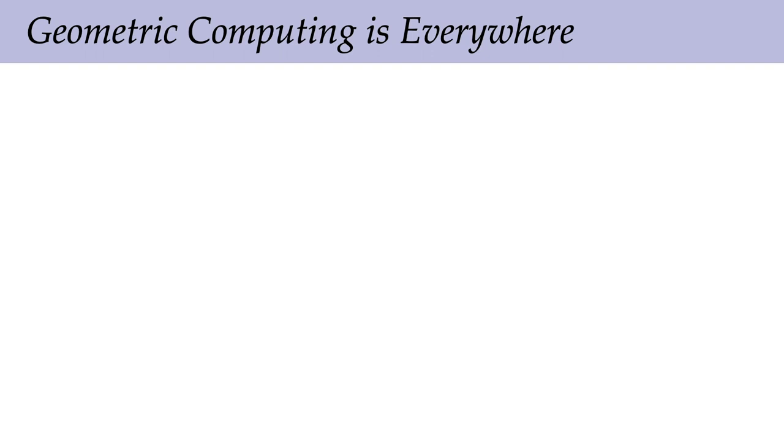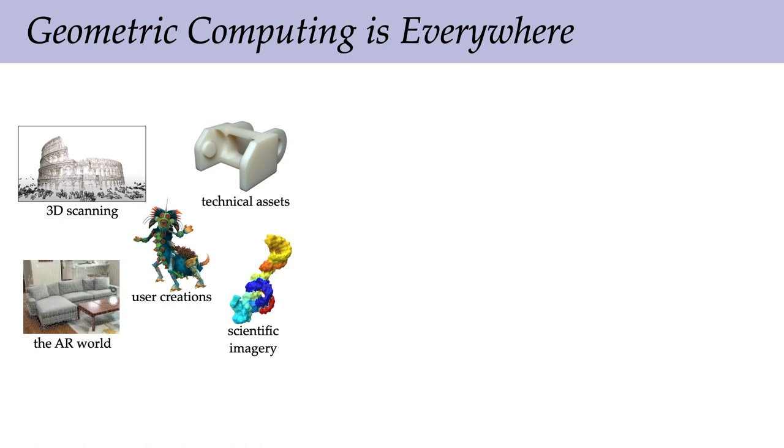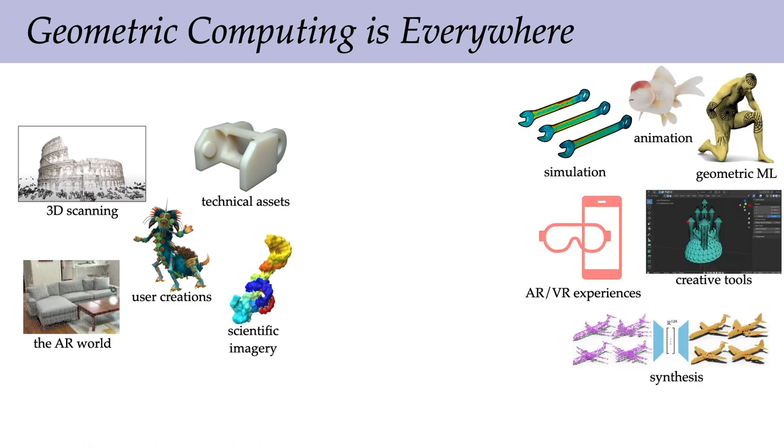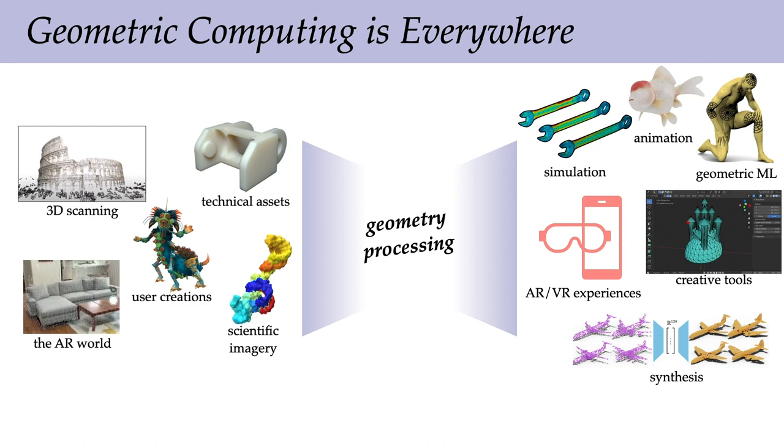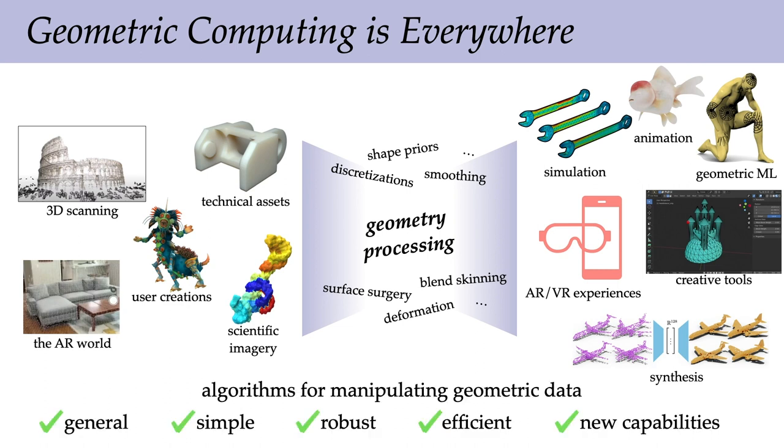Geometric computing is everywhere. Year after year, we have more and more 3D data in the form of 3D scans, technical assets, scientific imagery, user creations, and so much more. And there's so much we want to do with that data. We want to perform simulation on it, or animate it, or use it in geometric machine learning and display it in VR. The umbrella term for all of the algorithms that take us from this data to these applications is geometry processing. And in geometry processing, we search for algorithms that are general, simple, robust, efficient, and offer new capabilities.